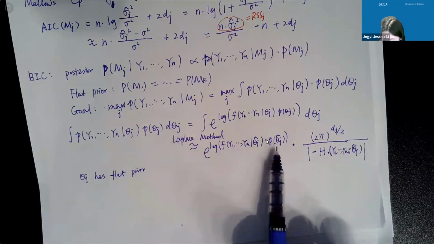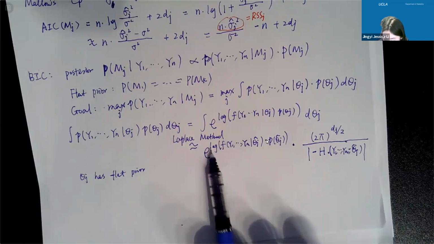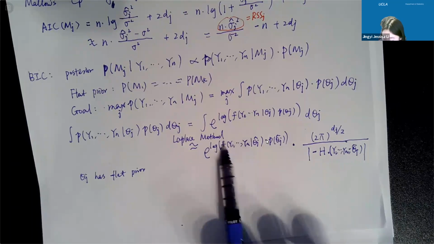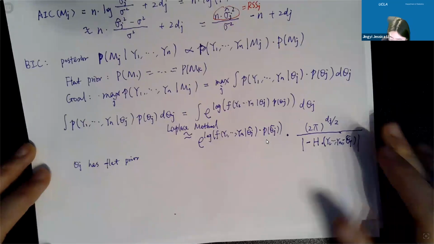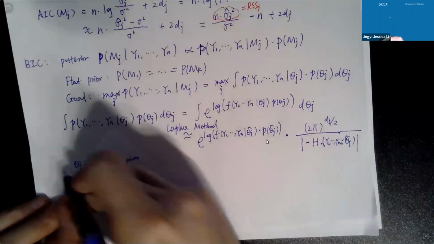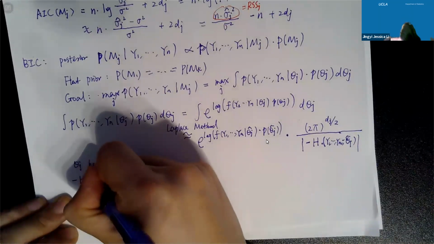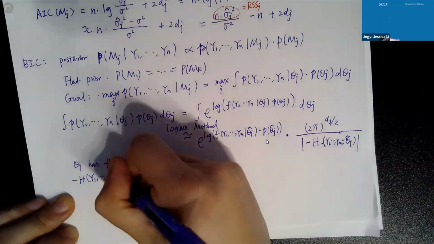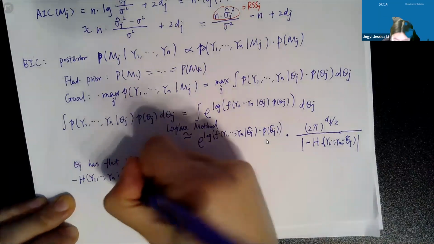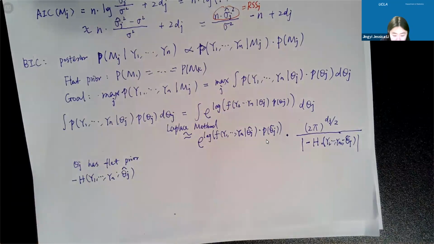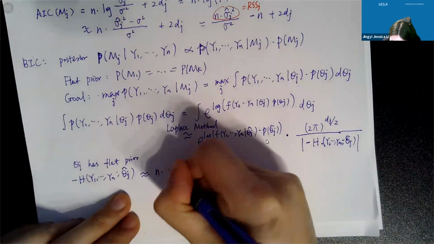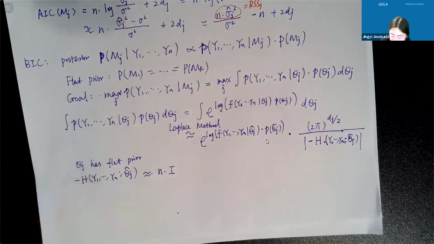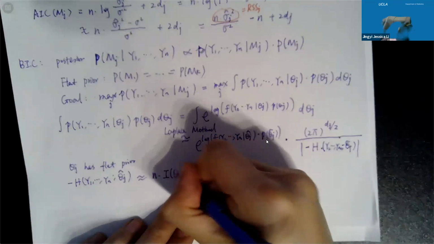So that can actually get rid of this probability of theta j hat. We're left with the exponential of the log density at the MLE. And the second assumption we're going to make is that the negative joint Hessian at theta j hat, we want to approximate this by n times the Fisher information for one observation at theta j hat.